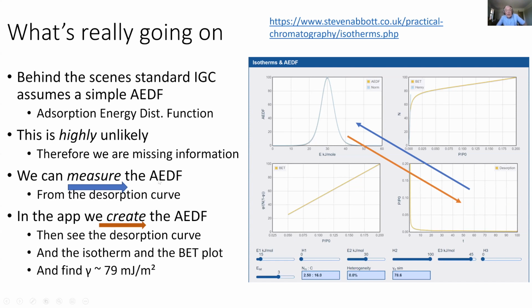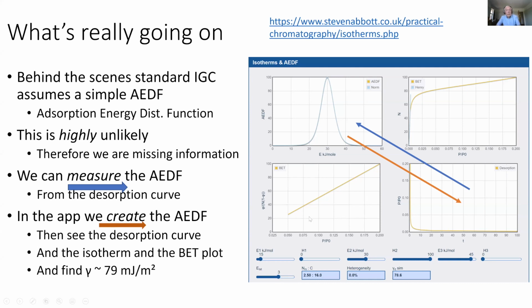So we can measure the AEDF from the desorption curve. So the bottom right here is the desorption curve. So we have a very high peak right at t equals 0, and then it falls off rapidly and then fades off over a long time to almost nothing. So from this desorption curve, it's possible to calculate the AEDF. I'm not smart enough to do that. So what I've done is written an app, which is the other way around. We create the AEDF in our app and see what the effect is on the desorption curve. And as a bonus, we get the isotherm and also the BET plot.